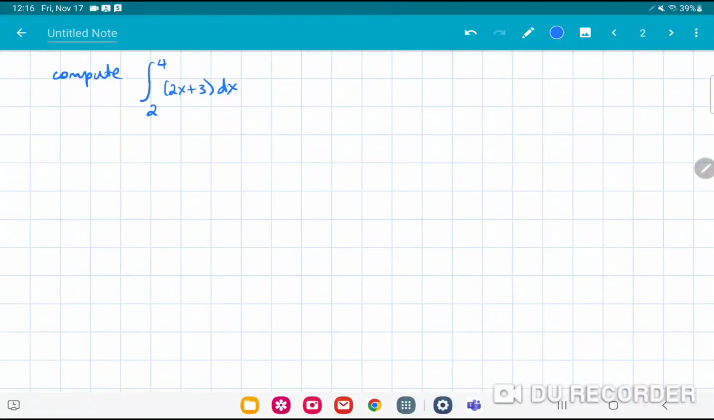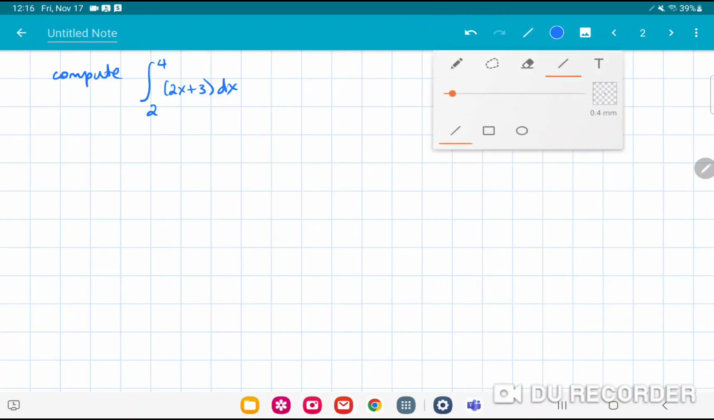I have to calculate the integral from 2 to 4 of 2x plus 3 dx. Oh, okay, I don't know how to do this. So what I'm going to do is try to draw the graph of the function y equals 2x plus 3.